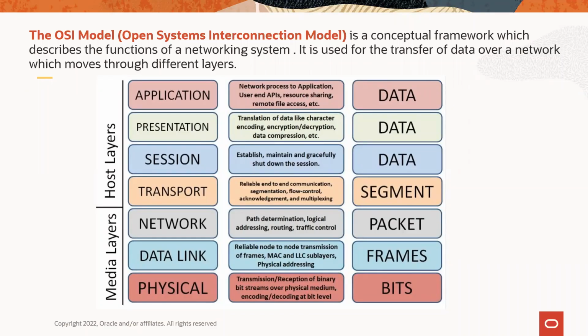So what does the transport layer do? It does reliable end-to-end communication where the information is represented as segments, which does the flow control, acknowledgement, and multiplexing. So above the transport layer, your session layer comes into the picture, which establishes, maintains, and gracefully shuts down the session. Above the session layer is the presentation layer, which handles how exactly your data is being presented, whether it's encrypted, decrypted, or compressed. And the final layer is the application layer.